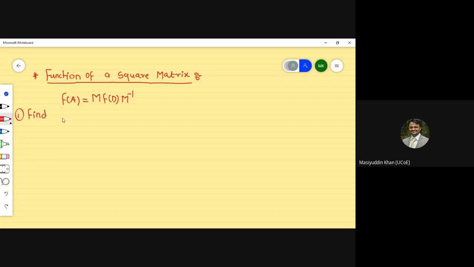Find e raised to A and 4 raised to A if A is equal to the matrix 3 by 2, 1 by 2, 1 by 2, 3 by 2. So this is our question.